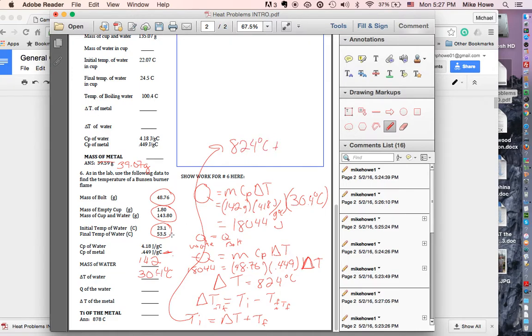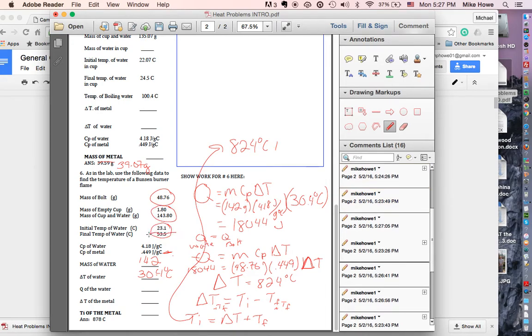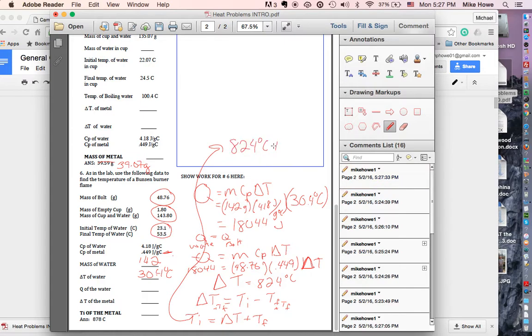T final is the final temperature of the water. And so that would be, from right over here, 53.5. So I'm going to add to that. Add those two together, so 824 plus 53.5 is 877.68 or 878 degrees C. And that would be the temperature of the flame.